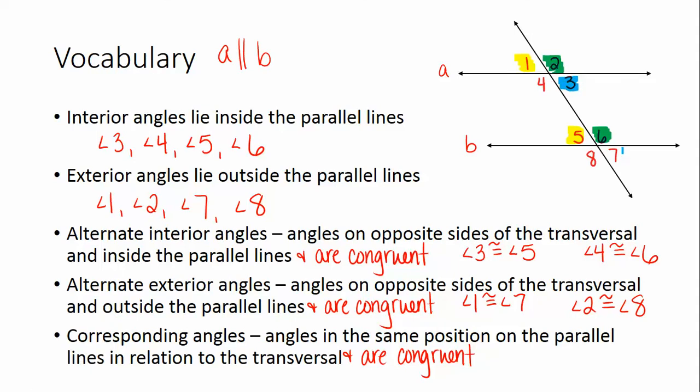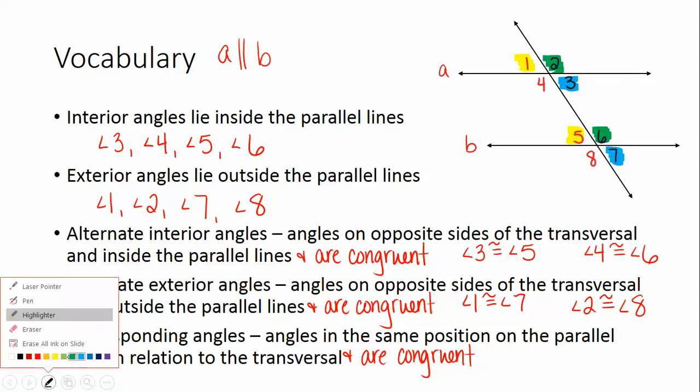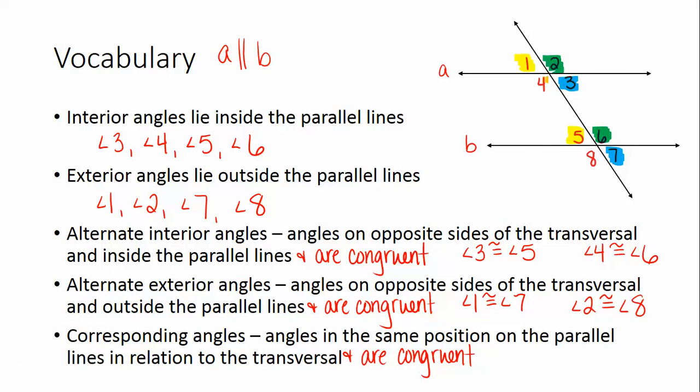Angles 3 and 7 are congruent. And then finally angles 4 and 8. And I'm going to mark that down here on our notes. So I'm going to have to write really small here, but angle 1 is congruent to angle 5.